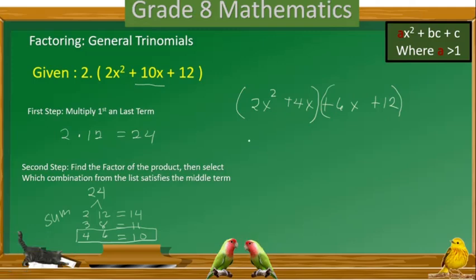Then after, we're going to find the GCF of the two groups. For the first group, 2x squared and 4x. For 2 and 4, the GCF is 2. For the variable x, we will divide 2x squared by 2x, that is x. Then plus 4 divided by 2x, that is 2.